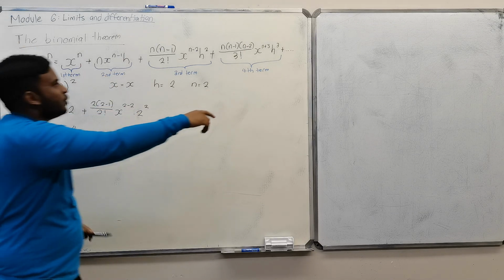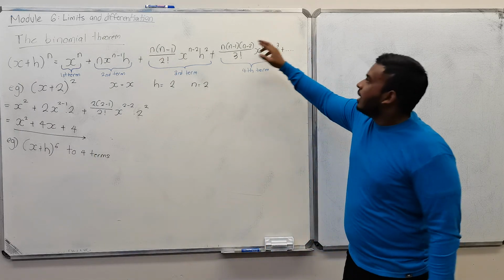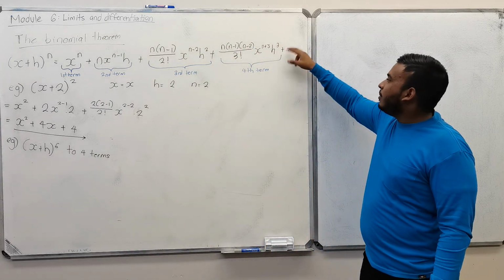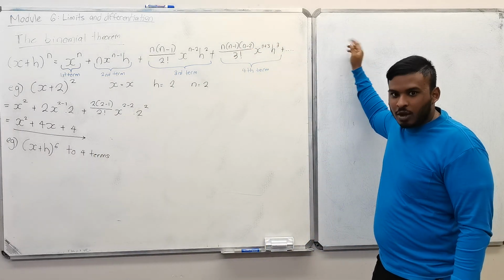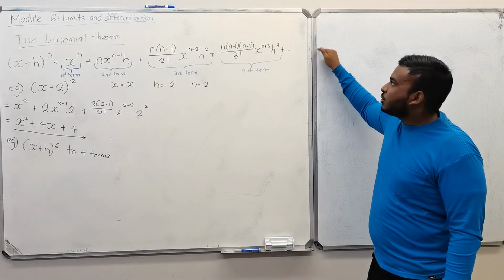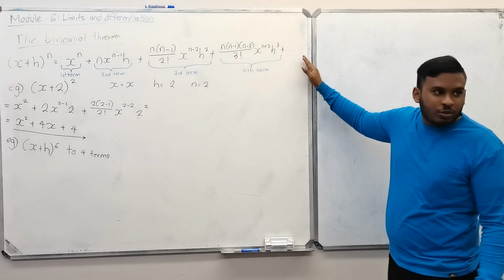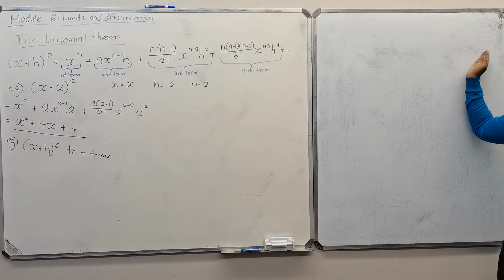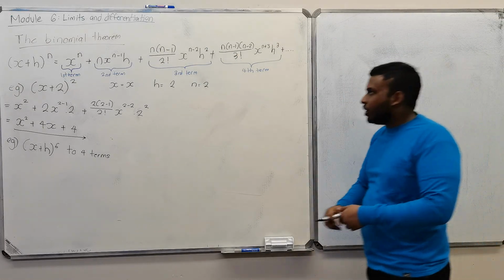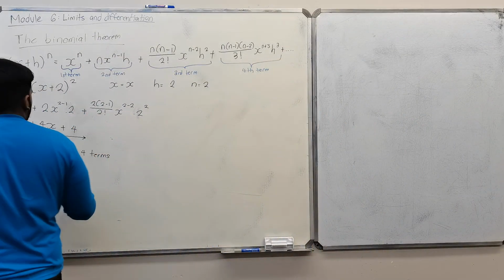The term after this would have been n into n minus 1, n minus 2, n minus 3, all over 4 factorial, x to the power n minus 4, h to the power 4, and so on and so on. It keeps on going. Okay, so in this one here, what is your x term?